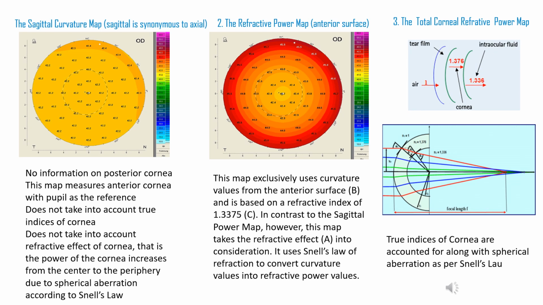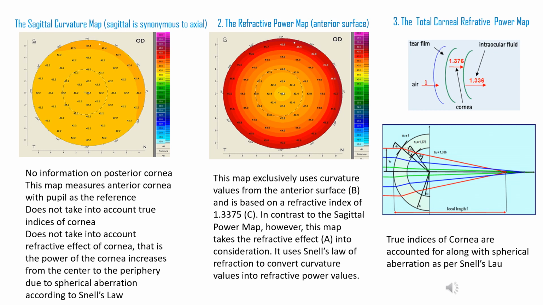So the total corneal refractive power map, I repeat, takes into account the anterior cornea as well as the posterior cornea, and they take into account the true index of the cornea, that is the 1.376, that is the anterior and the posterior corneal index. They also take into account the air interface and the aqueous interface, and the refractive indices of those mediums, the air and the aqueous humor.